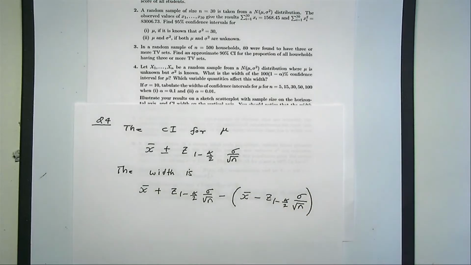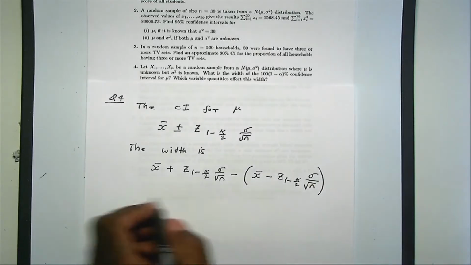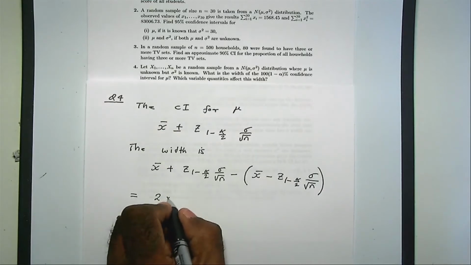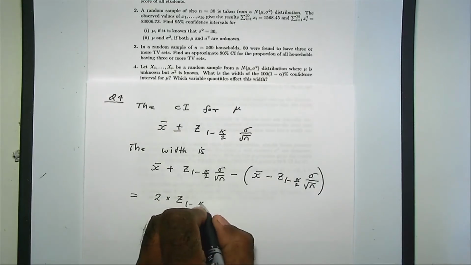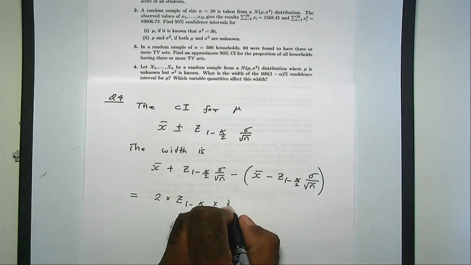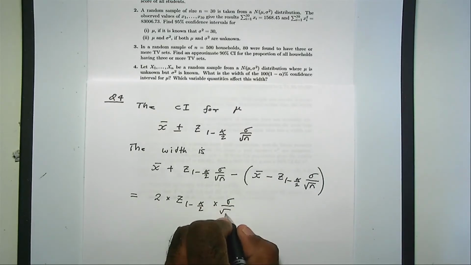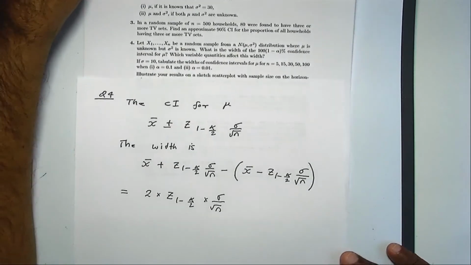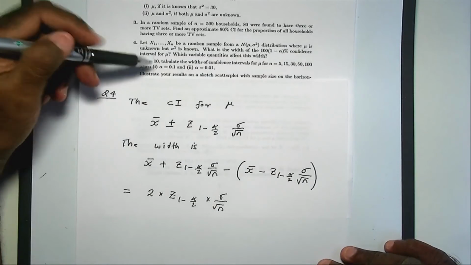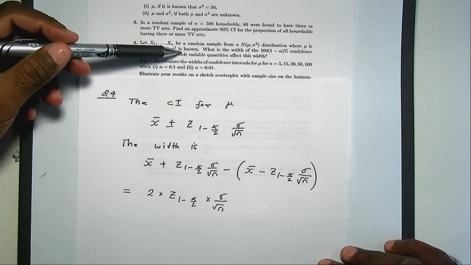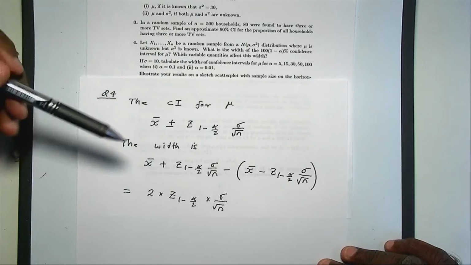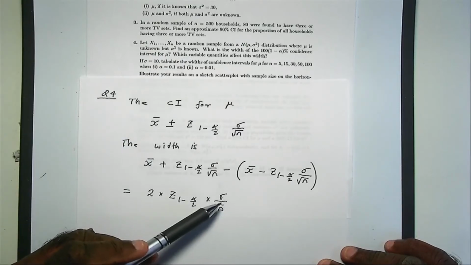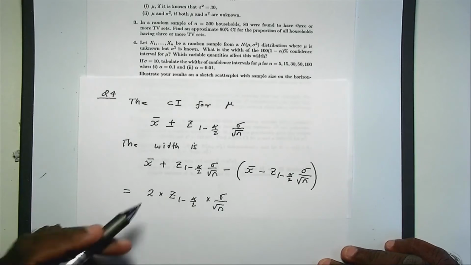Now we should calculate this. This reduces to 2 times z at 1 minus alpha by 2 times sigma by root of n. So this is the width of the confidence interval. Now the question is, which variable quantities affect this width? Obviously alpha will affect the width, and sigma will affect the width, and n will affect the width.